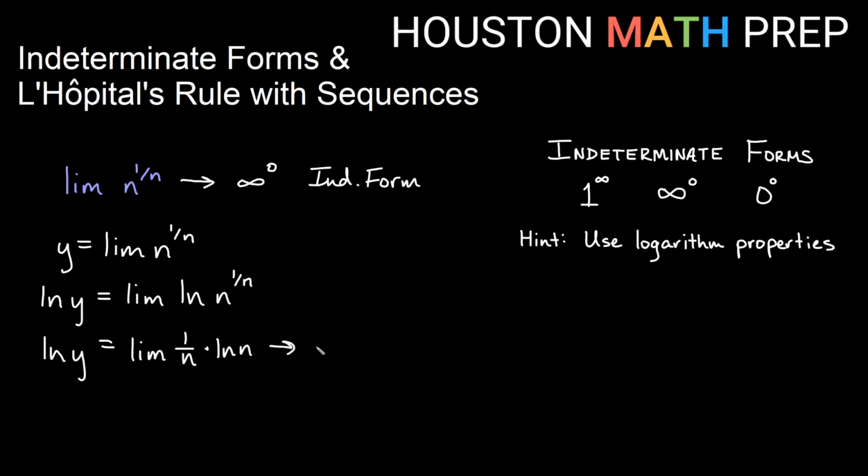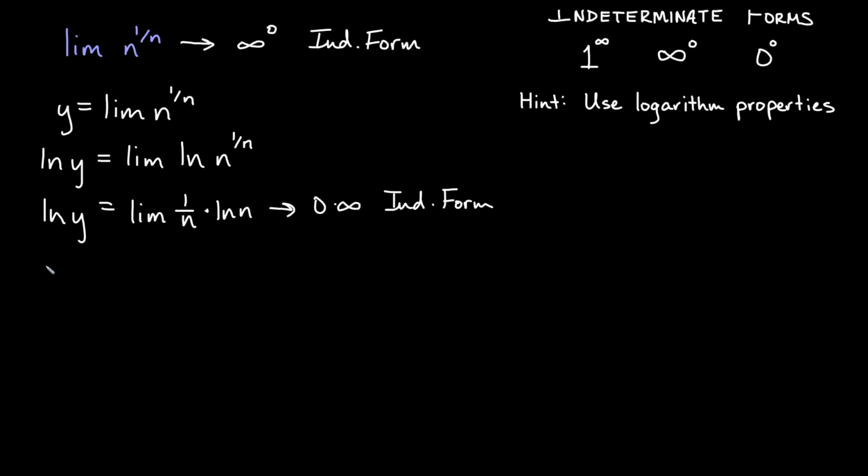Remember when we plugged this in, we got 0 times some infinite value when we did 1 over n times ln n. So this is an indeterminate form again, and we would deal with this the way that we did last time. We will simply make this product into a quotient, and we'll solve that way. So we'll get ln of y equals limit of ln of n over n. We'll still get an indeterminate form, infinite over infinite. We'll apply L'Hopital's rule now, though, because it's in the form where we can use L'Hopital's rule.